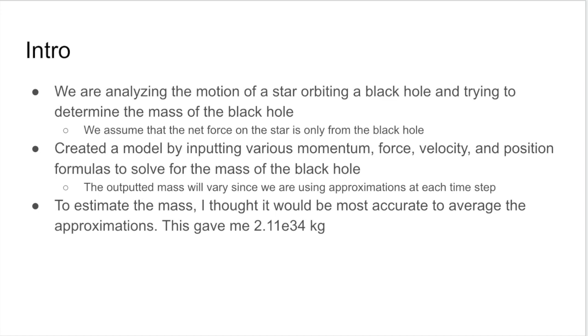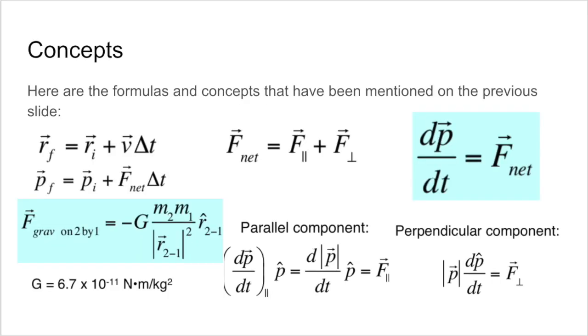We can also use the momentum values we solved for to find the parallel and perpendicular components of the net force. These calculations are approximations since we are doing them in time steps. Because of this, the mass output of the black hole will vary from calculation to calculation. To best approximate the mass, I took the average of all the masses and got it to be 2.11 E34 kilograms. Key concepts of this lab is the momentum being able to be broken into perpendicular, change in direction, and parallel, the change in magnitude components.